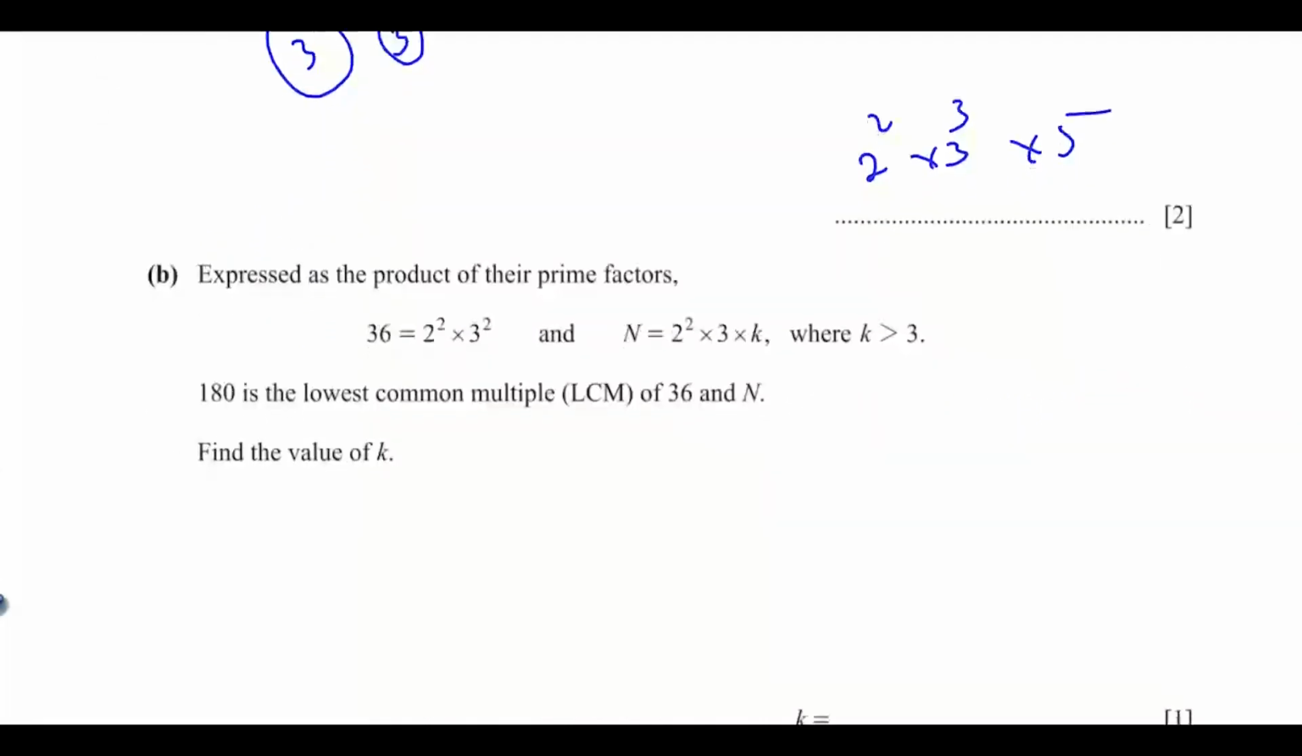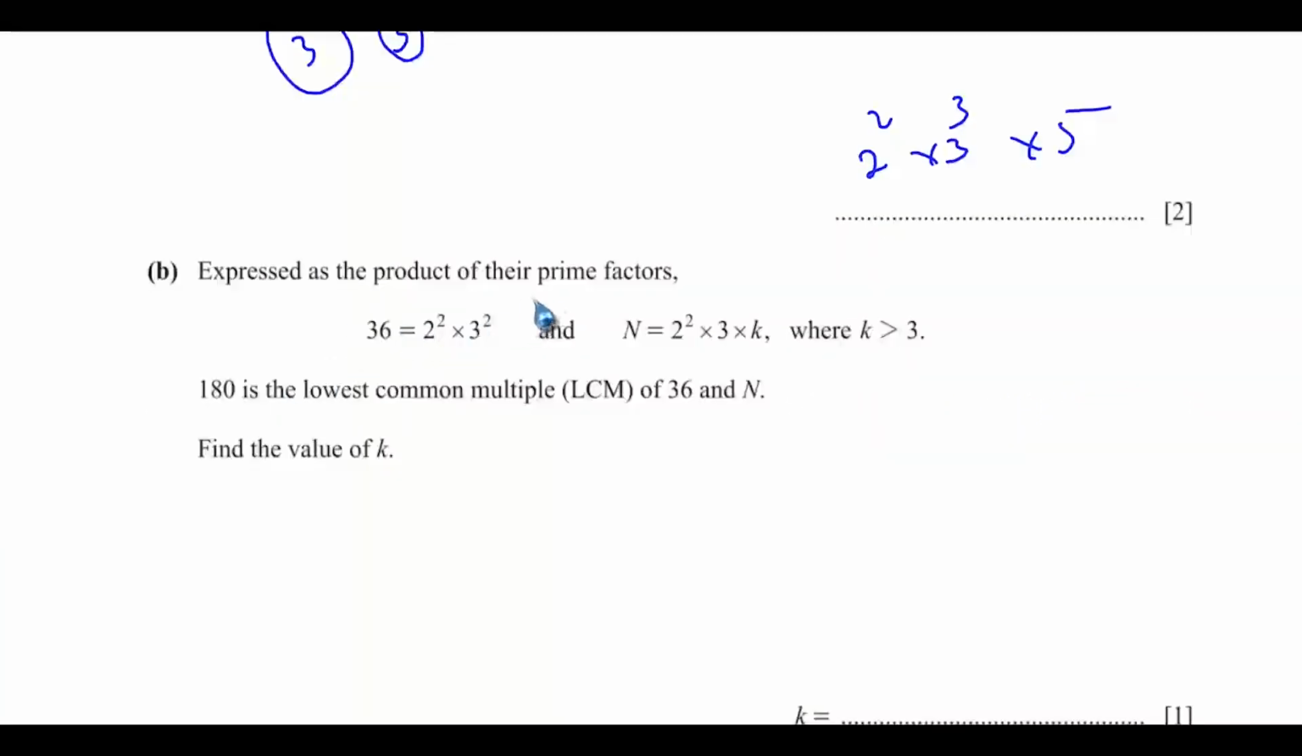Part B, expressed as the product of their prime factors. So we have this, 36 to be this, and n to be this, where k is greater than 3. 180 is the lowest common multiple, that's LCM of 36 and n. So find the value of k.